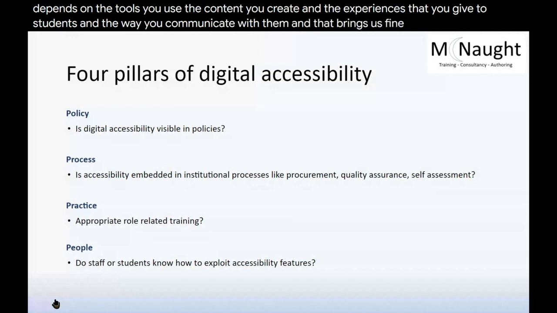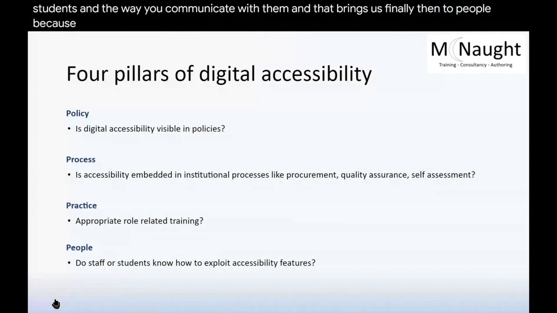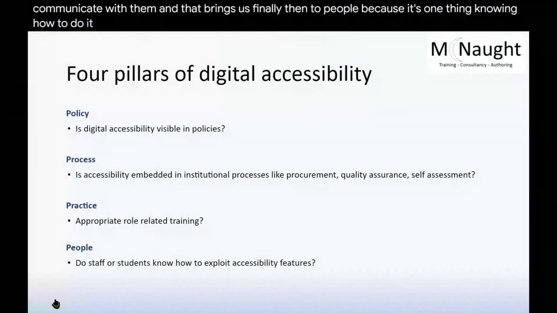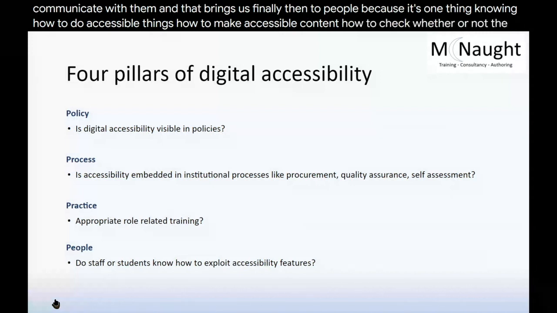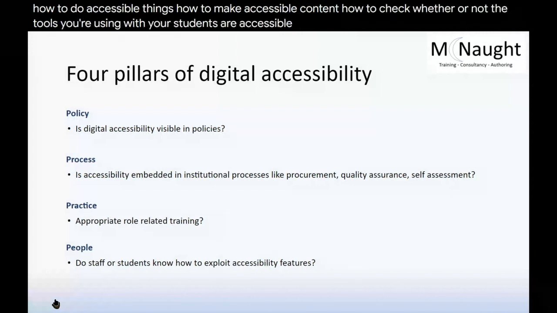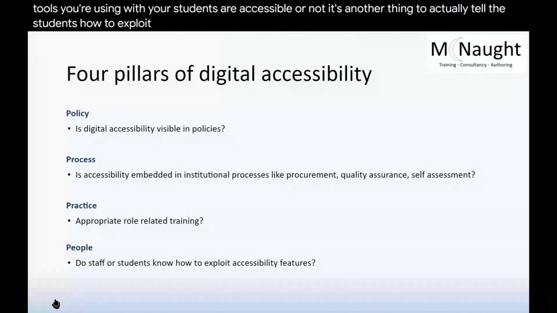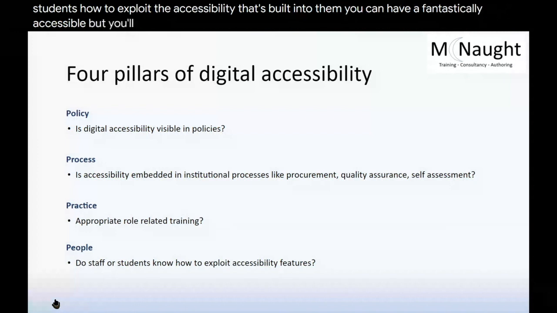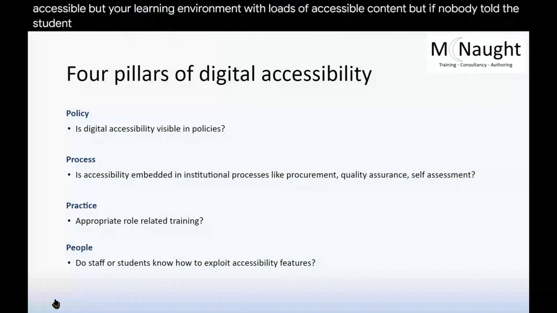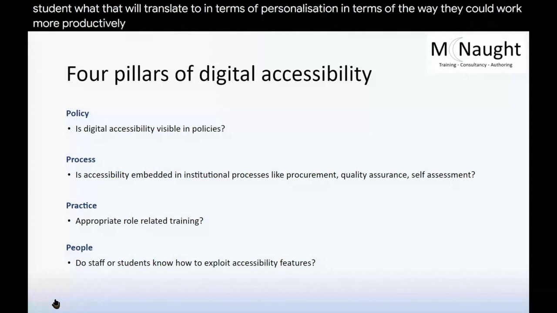And that brings us finally then to people, because it's one thing knowing how to do accessible things, how to make accessible content, how to check whether or not the tools you're using with your students are accessible or not. It's another thing to actually tell the students how to exploit the accessibility that's built into them. You can have a fantastically accessible virtual learning environment with loads of accessible content, but if nobody's told the student what that would translate to in terms of personalization, in terms of the way they could work more productively and effectively, you've actually wasted quite a lot of time.